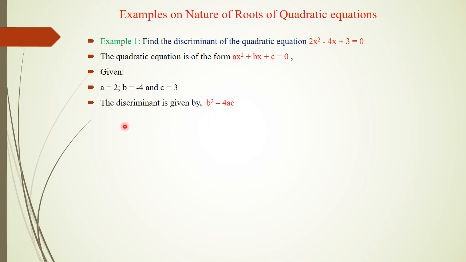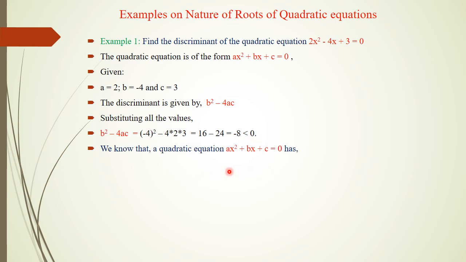Now we know that the discriminant is given by b square minus 4ac. When I substitute all the available values in this equation, it will be b square, that is minus 4 whole square, minus 4 as it is, a value is 2 and c value is 3 here. When I simplify this, minus 4 whole square is plus 16. Be careful here. Minus 4 whole square is plus 16. Minus 4 into 2 is 8. 8 into 3 is 24. Plus 16 minus 24 is minus 8, which is less than 0.